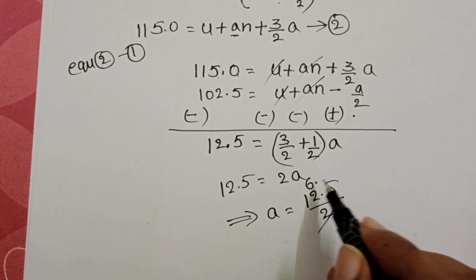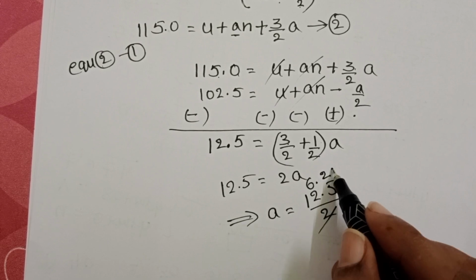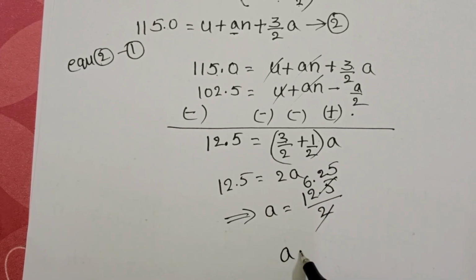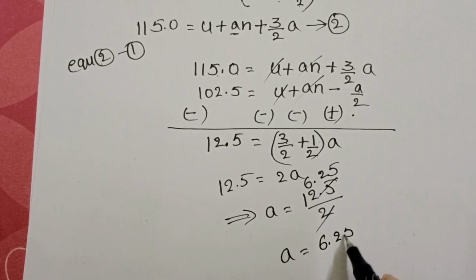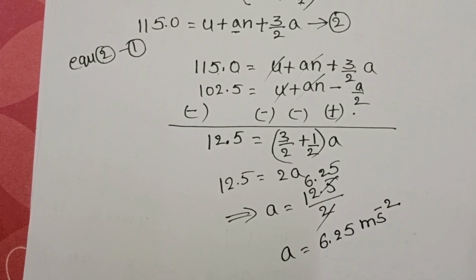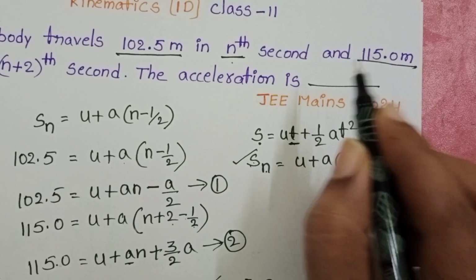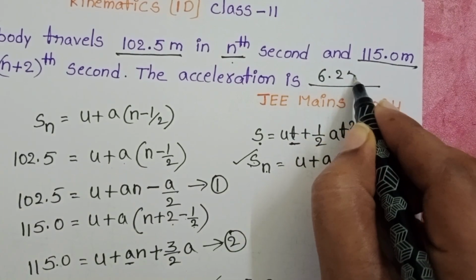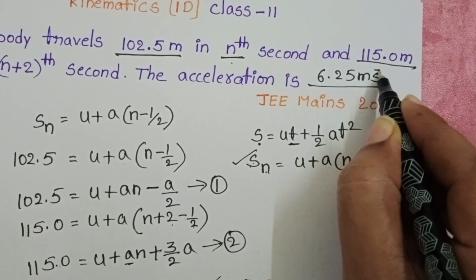2 6s are 12, 2 2s are 4, 2 5s are 10. So acceleration is equal to 6.25 meter per second square. So the acceleration is 6.25 meter per second square.